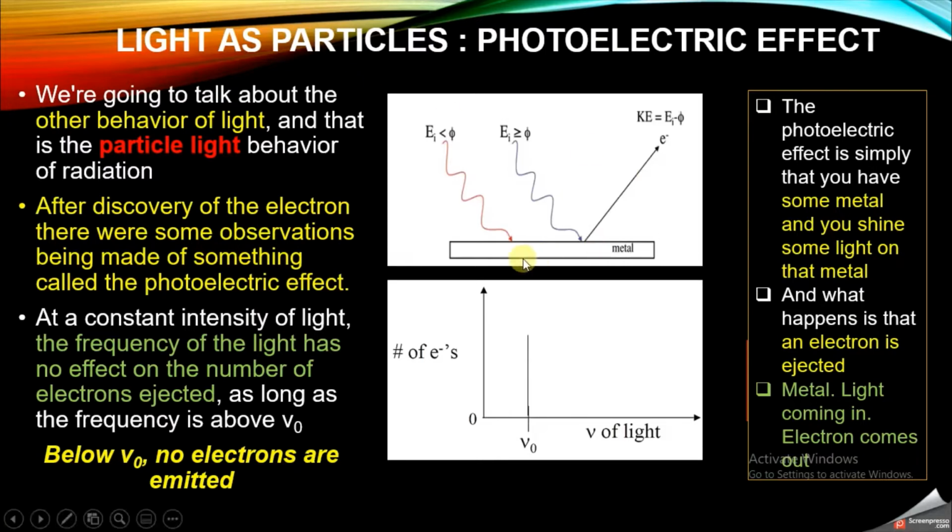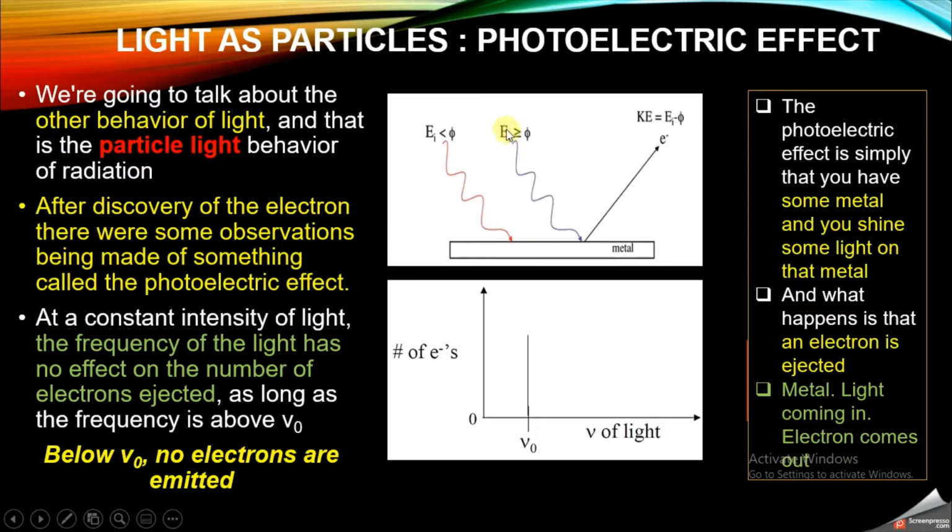We simply have one metal plate, and if we shine some light of a specific frequency, that is of a specific energy, on it, then we see that electrons can be emitted from the surface of the metal. The only condition is that this light must have a certain frequency which is called the threshold frequency, or nu naught. If the light has a lower frequency, lesser than the threshold frequency, then no electrons are emitted.